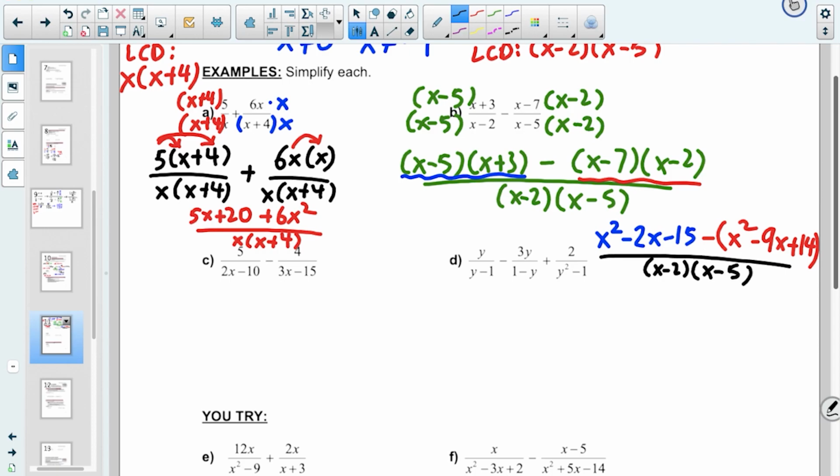So from here, we can start to combine our like terms. Our x squareds will end up canceling out. We'll have negative 2x minus a negative 9x, so that's negative 2x plus 9x. That gives me 7x. Then I have negative 15 minus a positive 14, which gives me minus 29. And I divide that by x minus 2, x minus 5, and that will give me my final answer.